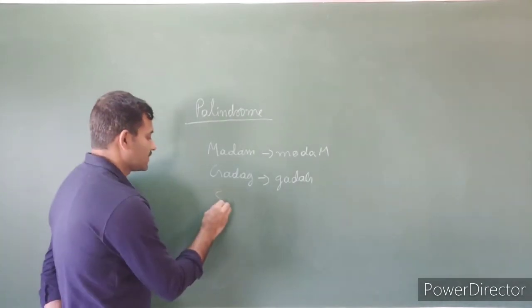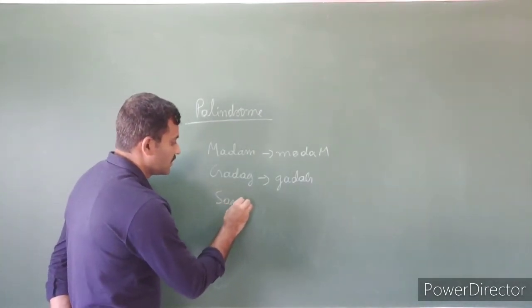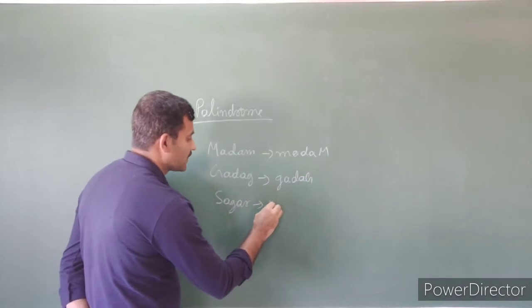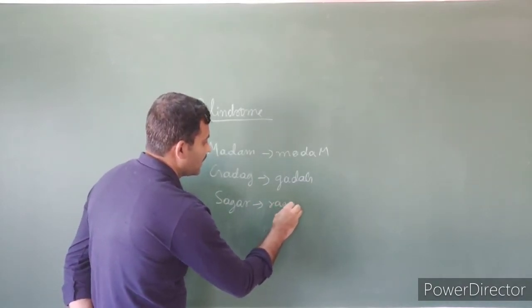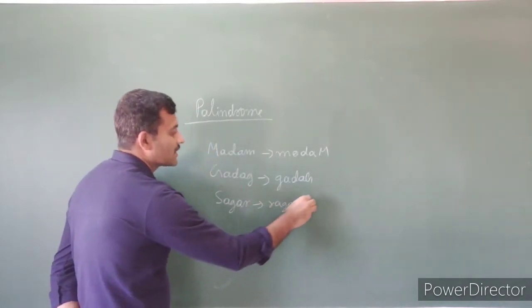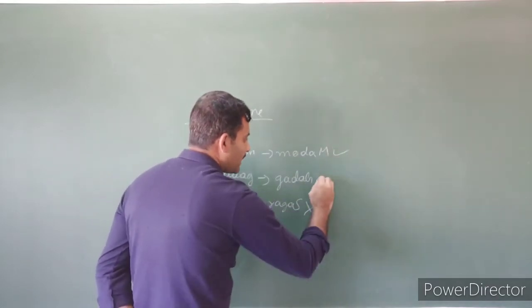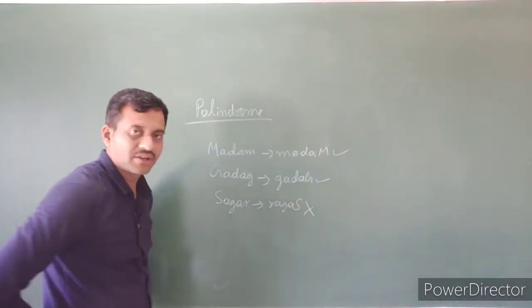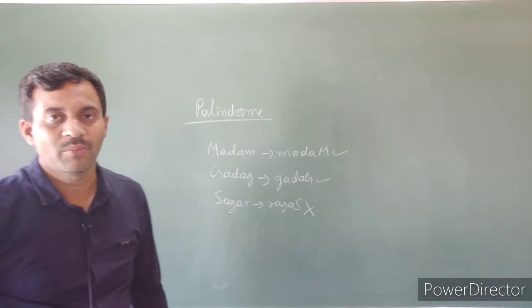If it is sagar, after reversing, what does it become? R-A-G-A-S. But it is not a palindrome. Madam and gadag are palindromes, but sagar is not a palindrome.